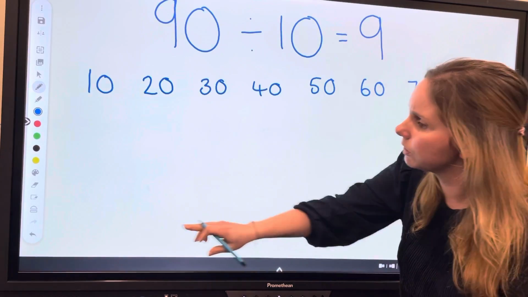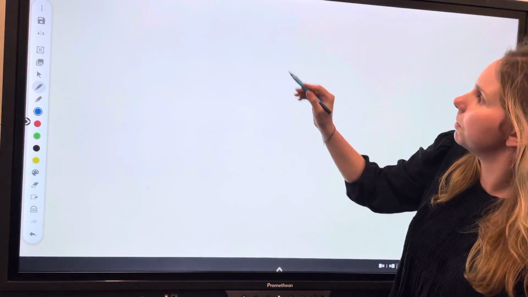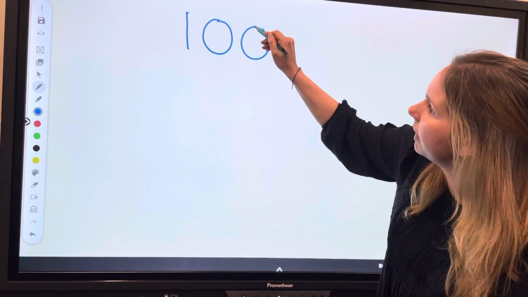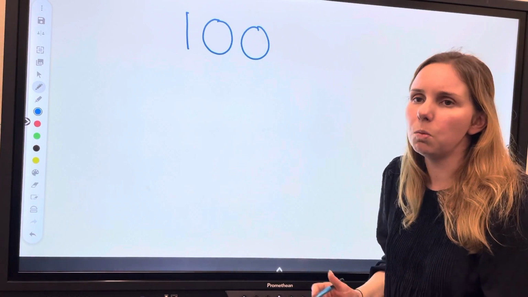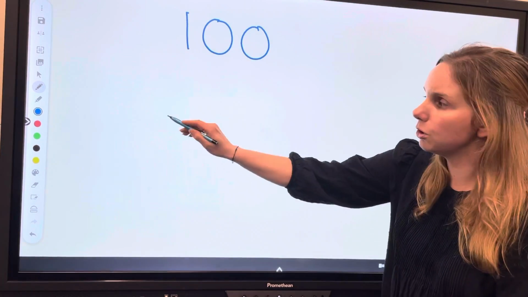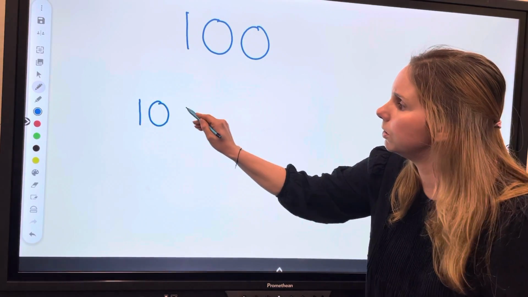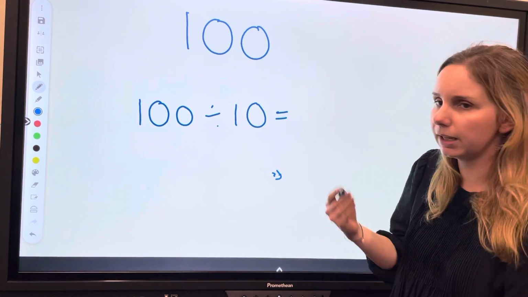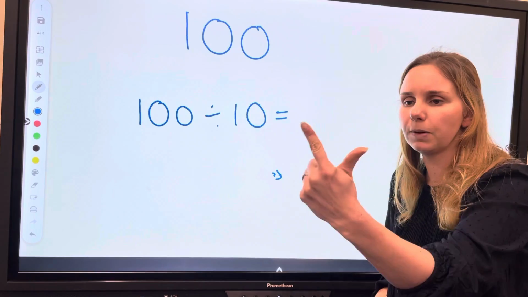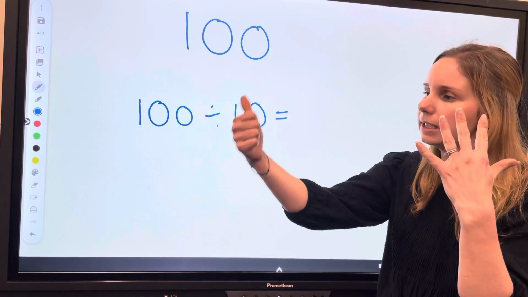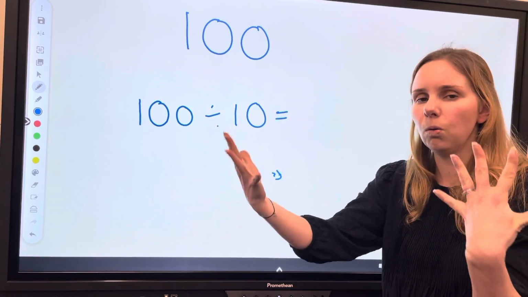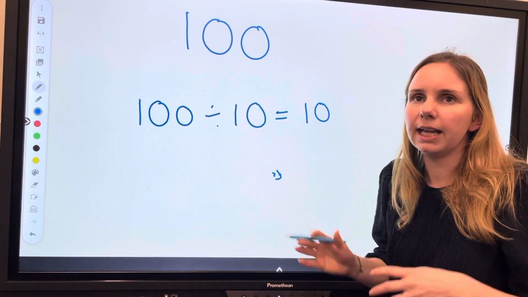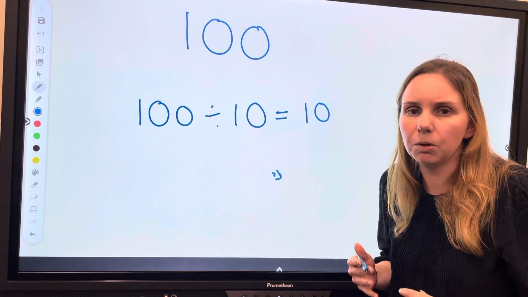On your sheet, you may have some questions where you've just got a number, and it could be the number 100, and it will ask you to divide that by 10. What is 100 divided by 10? You could write the number sentence underneath. 100 divided by 10 equals, and again counting out in your tens. 10, 20, 30, 40, 50, 60, 70, 80, 90, 100. It is 10.